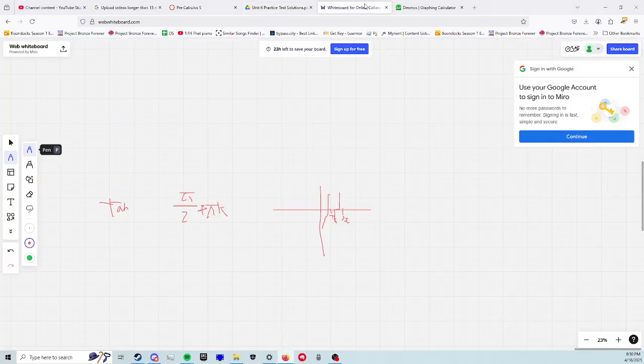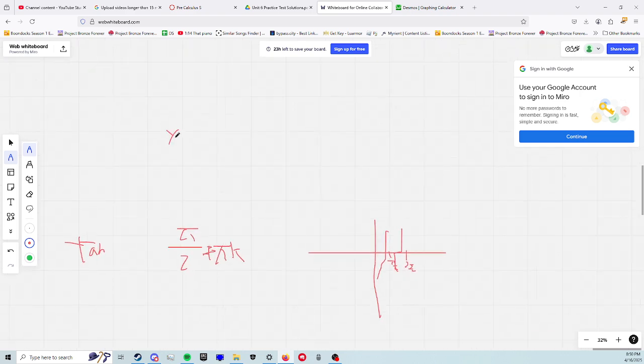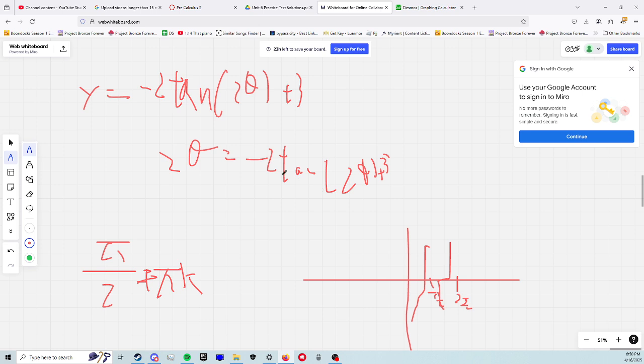So now that we have it, let's go. y equals negative 2 tangent 2 theta plus 3. So this 2 theta equals negative 2 tan plus 3, or something like that, right? Sorry for the bad handwriting. I'm writing with the mouse.